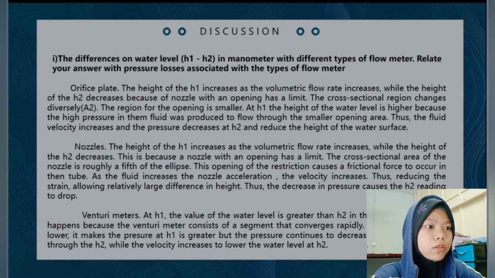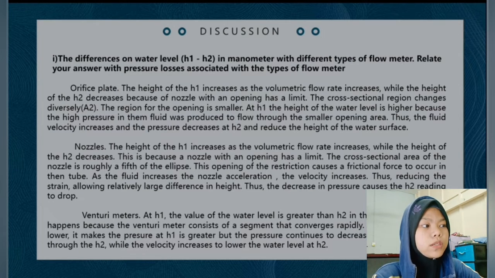And next, we move on to the nozzle. For the nozzle, the height of H1 increases as the volumetric flow rate increases, while the height of H2 decreases. This is because a nozzle with an opening has a limit. The cross-sectional area of the nozzle is roughly a fifth of the ellipse.